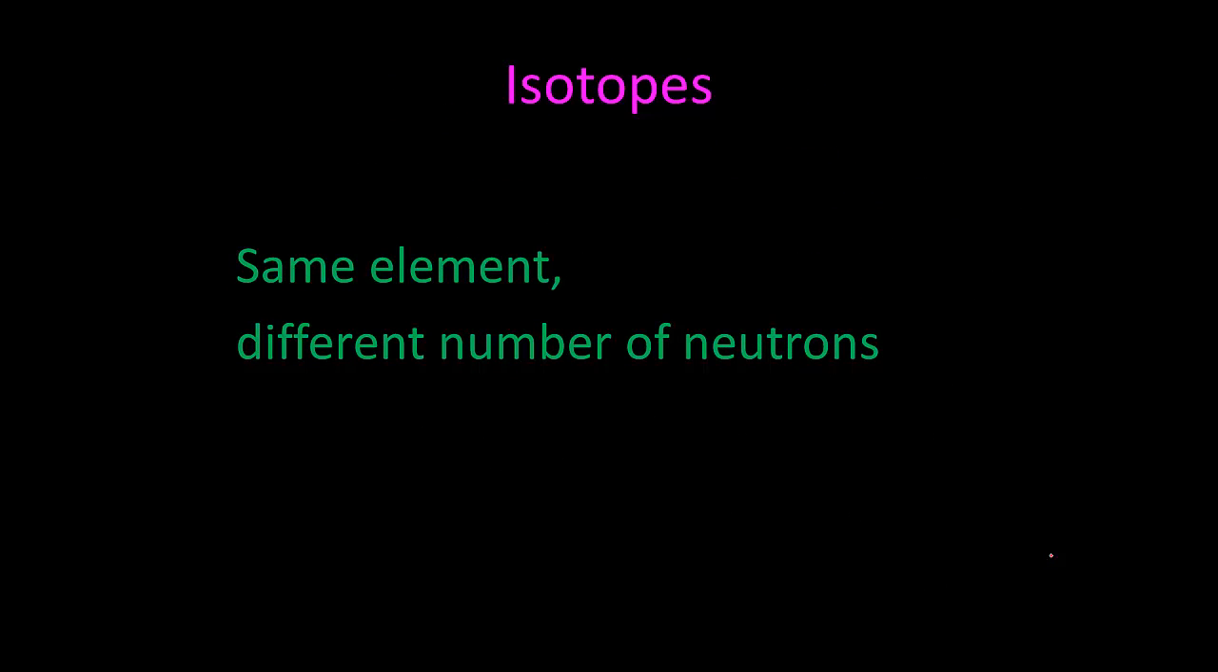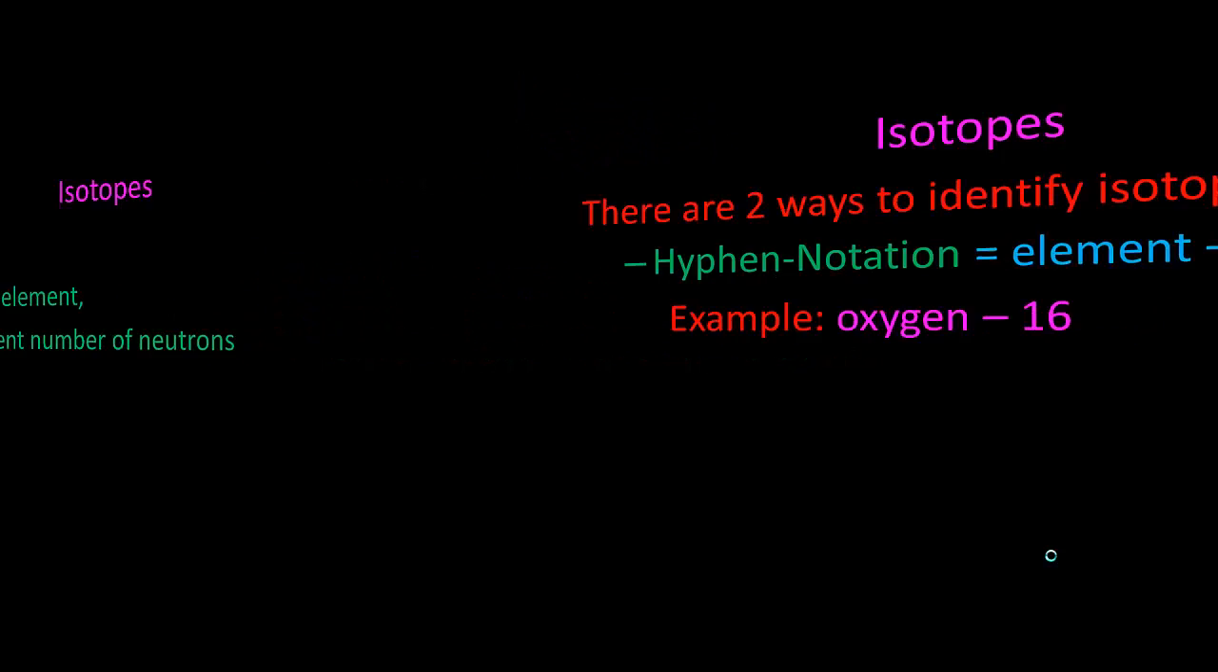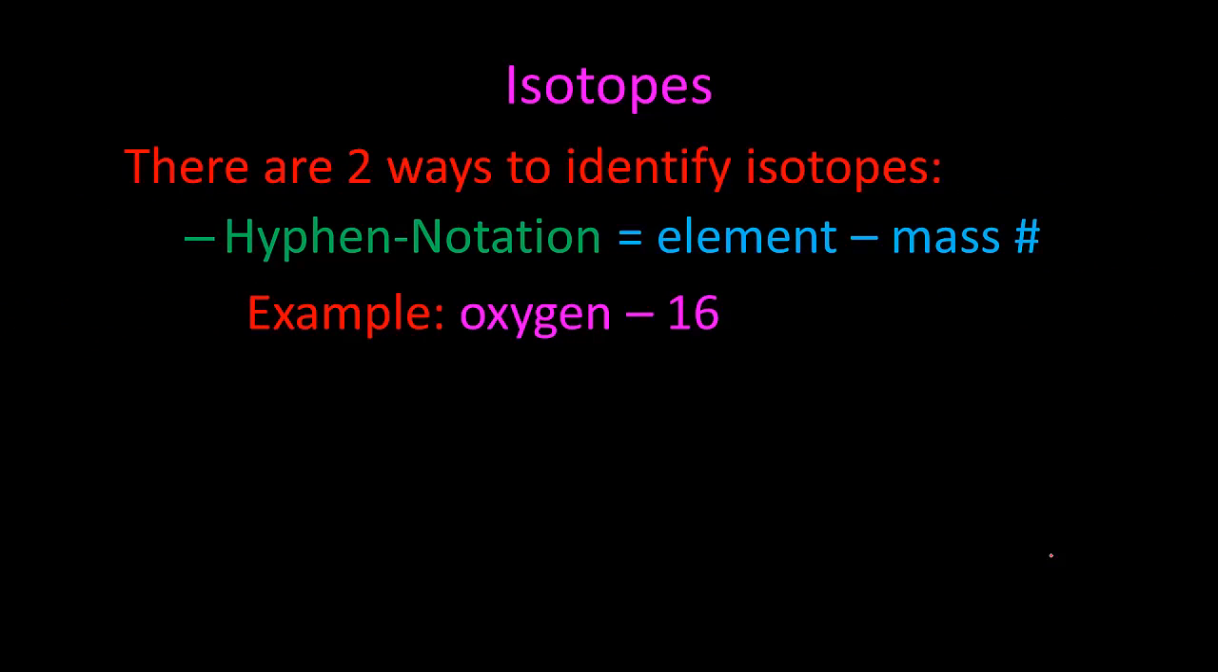All right, now let's talk about isotopes. This is a review. You should already know most of this. We're going to review it because isotopes are a huge factor in radioactive decay or nuclear decay. Isotopes are simply the same element, but they have a different number of neutrons. Now, there are two ways to identify isotopes. We call that the hyphen notation. It is simply the element name with a dash and the mass number.